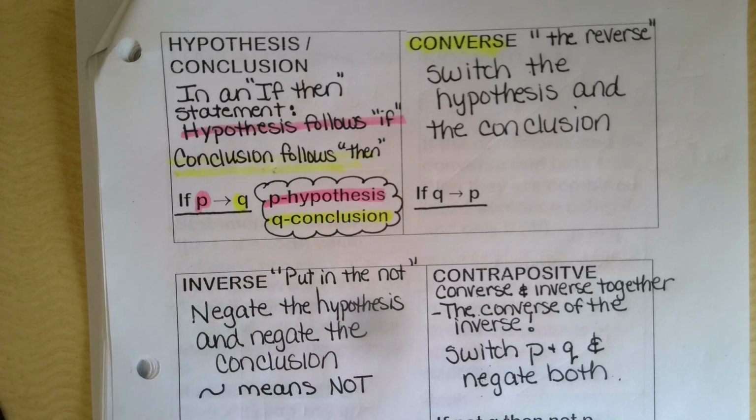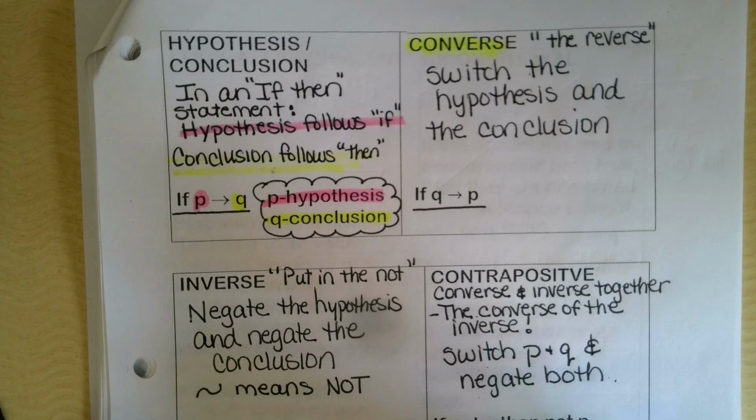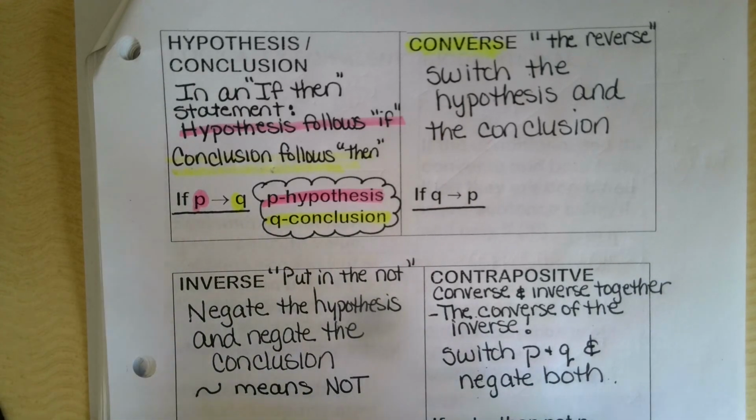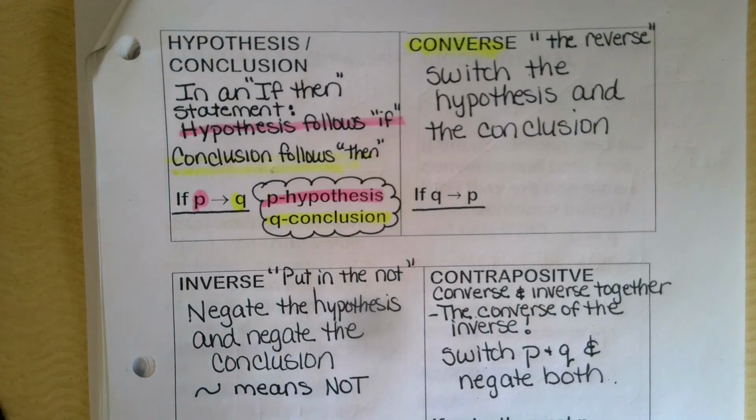Okay, let's see if I can think of one. If an angle is between 0 and 90 degrees, then it is acute. Okay, that's the conditional. The converse would be if an angle is acute, then its measure is between 0 and 90 degrees. And both of those made sense whichever way we wrote them. Sometimes they do make sense, sometimes they don't. Okay, so the converse is what I call the reverse.